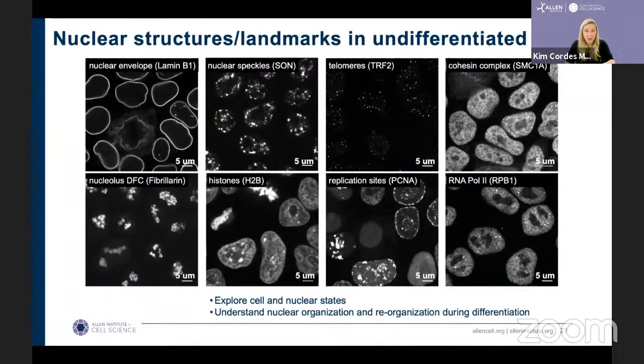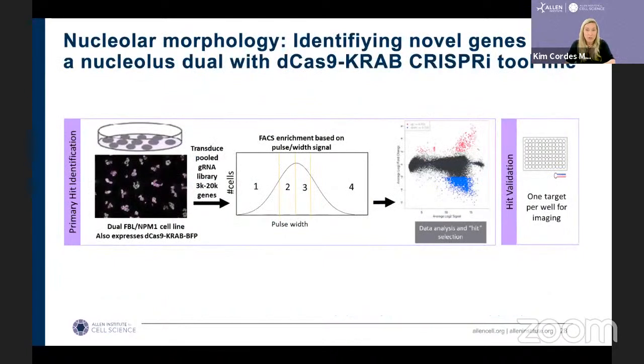So here are 8 examples of these nuclear lines. You can see the diversity of nuclear substructure localization we are capturing to help understand nuclear organization and reorganization during transitional state changes or differentiation. Now, we even created a dual edited nucleolar line combined with a dCas9-KRAB that's expressed in the safe harbor locus. This is a CRISPRi tool line that we used in our own work to identify novel genes involved in nucleolar morphology.